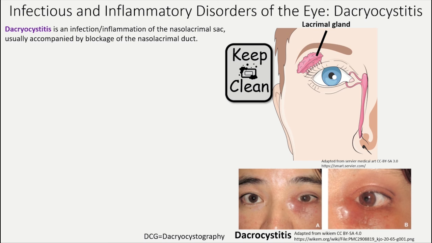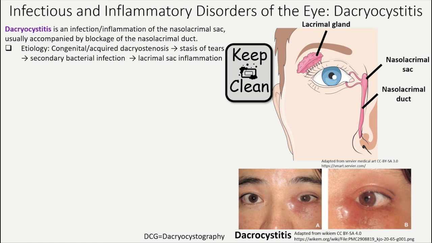You have your lacrimal gland here that's instrumenting tears into the surface of the eye. And of course you have your input, and now you have your output, which is these nasolacrimal canals leading into the nasolacrimal sac, through the nasolacrimal duct, and out to the nose. The inflammation is mainly in the nasolacrimal sac in Dacryocystitis.